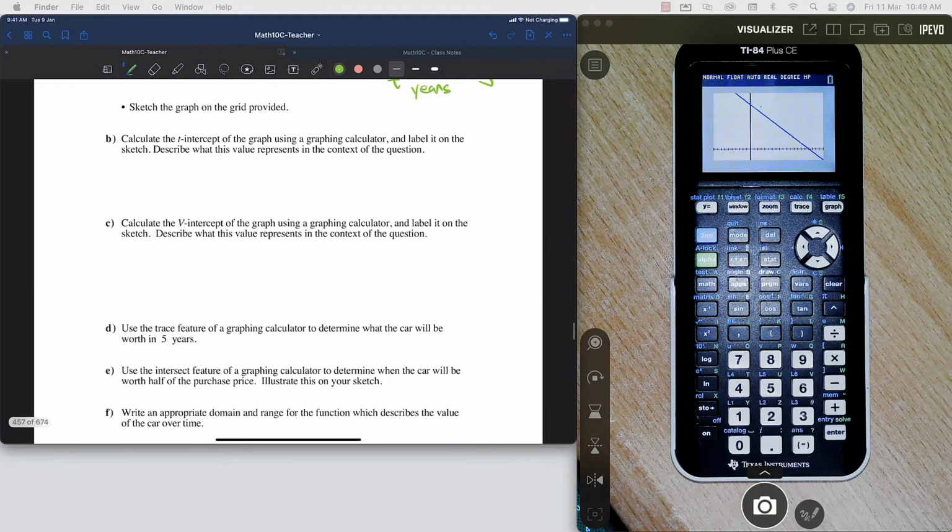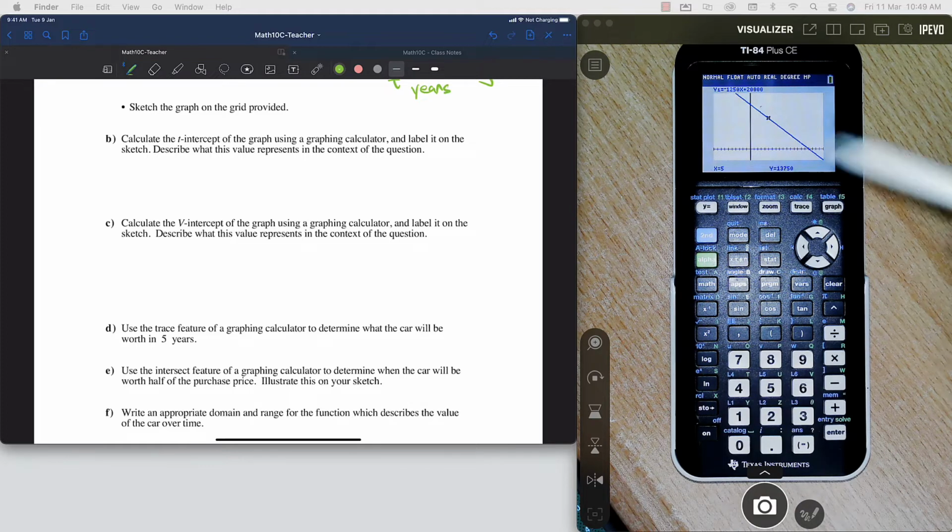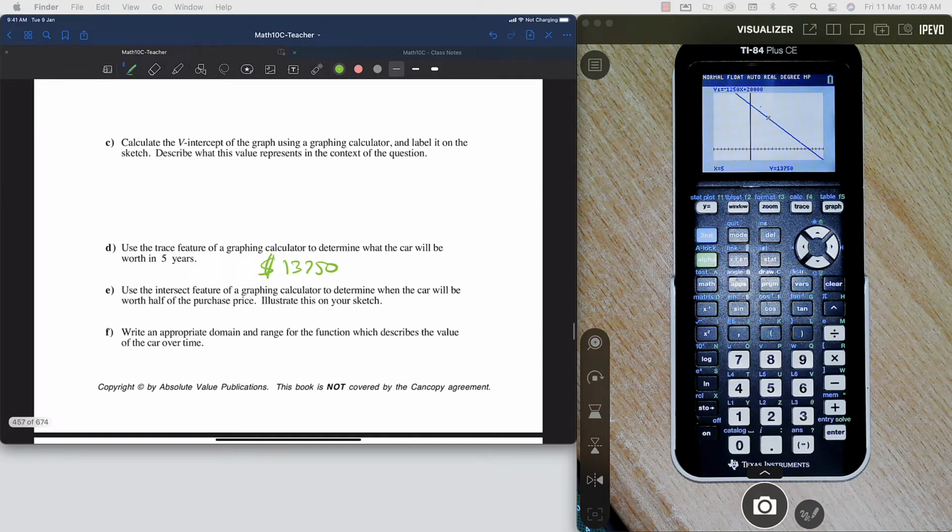Use your trace feature of the graphing calculator to determine what the car will be worth in 5 years. So again, we want to know the x value because the years is the independent variable on the x. So I just go trace 5, enter, and it tells me that in 5 years the car will be worth $13,750.